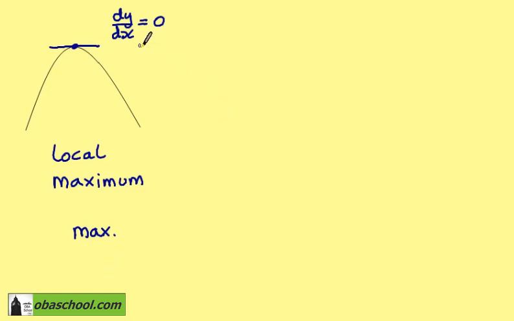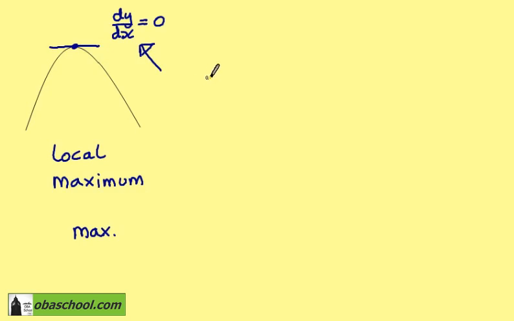We locate turning points by solving dy/dx is equal to 0. We start with the original curve, differentiate to get dy/dx, and set that expression equal to 0. This enables us to find the x-coordinates of turning points.